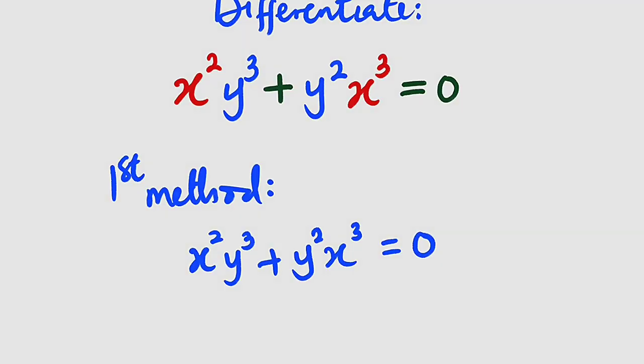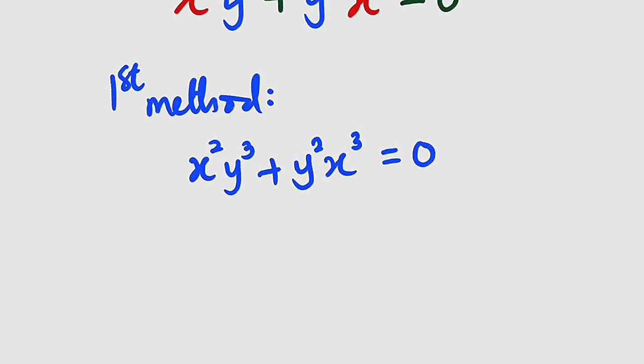Alright, in our first method I would like to apply the product rule. Why? Because we have the product x squared times y cubed. We have two functions multiplying each other. Likewise here we have another multiplication, and hence we are going to apply the product rule.